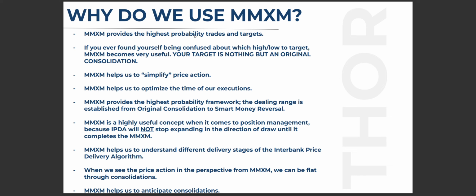Market maker models provide the highest probability framework, meaning the dealing range is established from consolidation to smart money. That is the range you'll be dealing with within the price. The model is also highly useful for position management, because the interbank price delivery algorithm will not stop expanding in the direction of the draw until it completes the model. It's going to be something like this: consolidation, expansion, retracement, expansion, until it hits the original consolidation target.